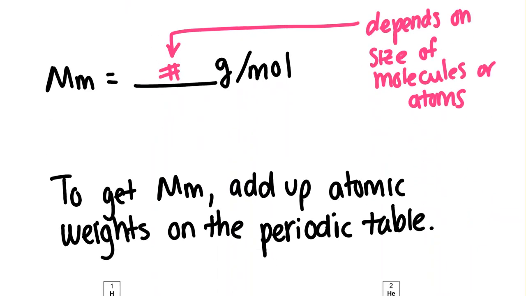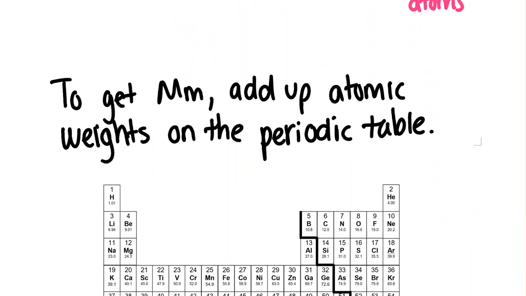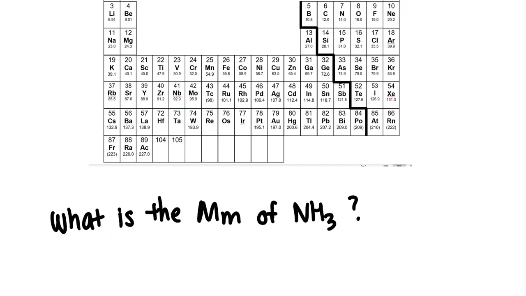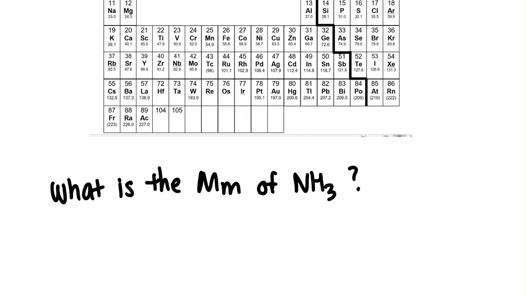To get a molar mass, we just use the periodic table. So we get a conversion factor between mass and number of molecules just right off the periodic table. So the atomic weights are these lower numbers down here. Remember, we said before we weren't using those. Those are not mass numbers. These are atomic weights, and you just add them up for the compound that you're interested in. For example, let's look at the molar mass for NH3, which is ammonia.